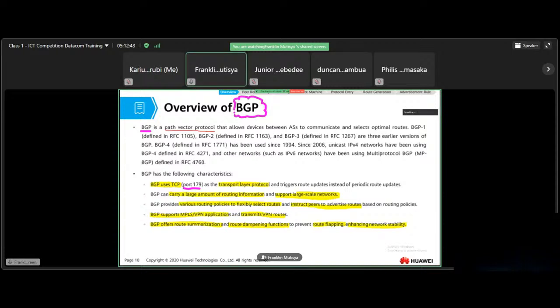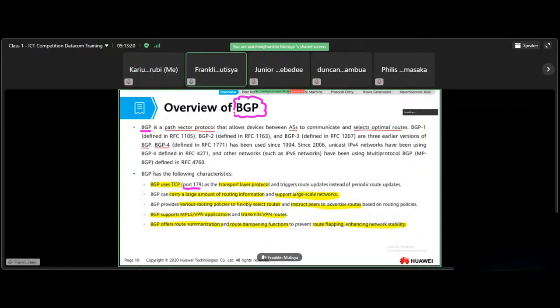Sorry, I was multitasking. Okay. So BGP is a path vector routing protocol, which allows devices to communicate between autonomous systems. It also selects the optimal routes, which will be used for forwarding traffic. Now, BGP has undergone a number of developments. We currently have two versions. We have BGP itself, which is ideal for IPv4 networks. It's called BGP4.